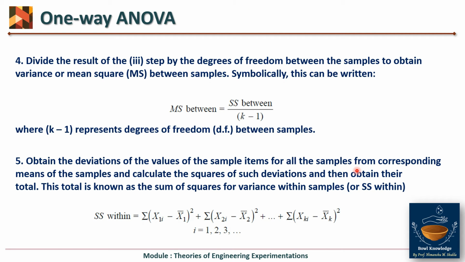So dividing the result of step number 3, that is the sum of squares of variance between samples, we have to divide it by degrees of freedom. Now what is degrees of freedom? It is just the number of samples present in your study minus 1. This is the formula you have to keep in mind. So degrees of freedom is k minus 1. If you have 6 samples in your study, degrees of freedom will be 5. If you have 5 samples, degrees of freedom will be 4 accordingly.